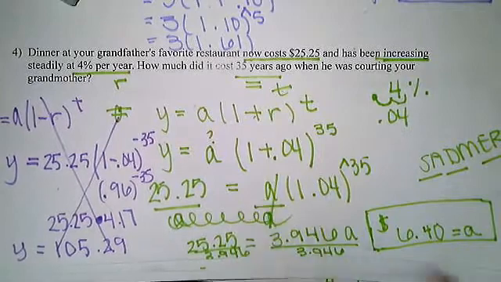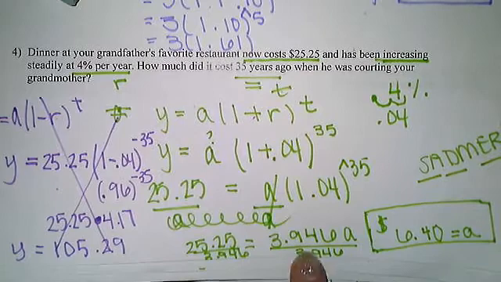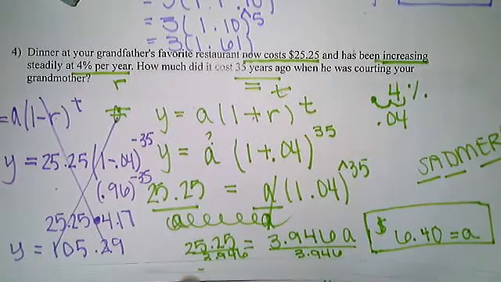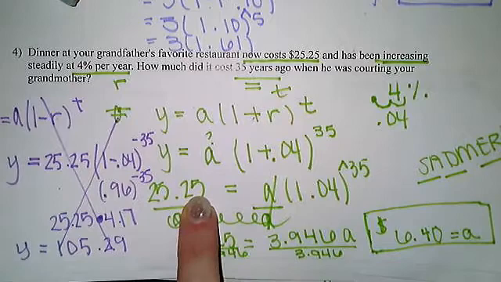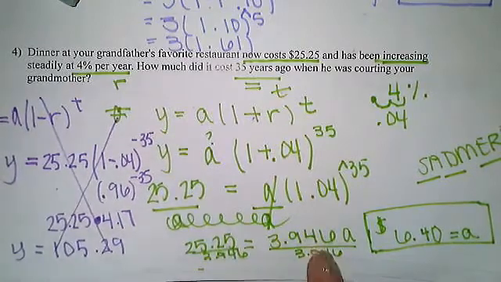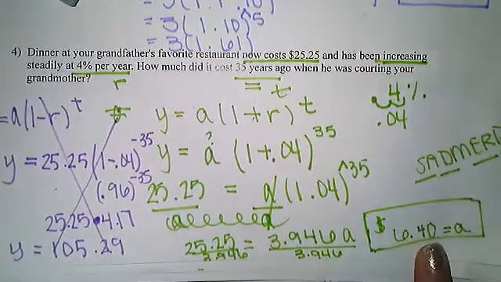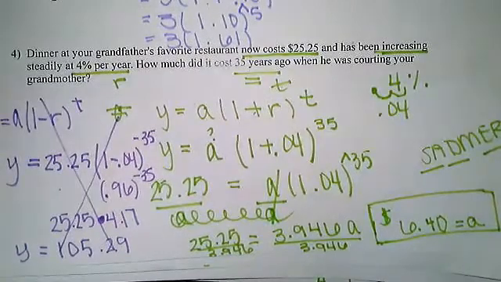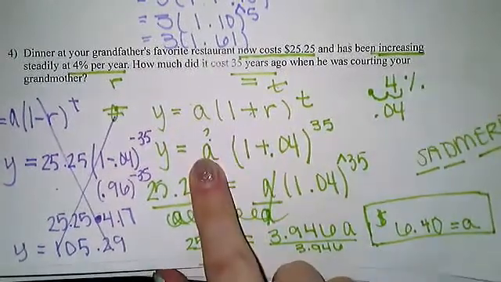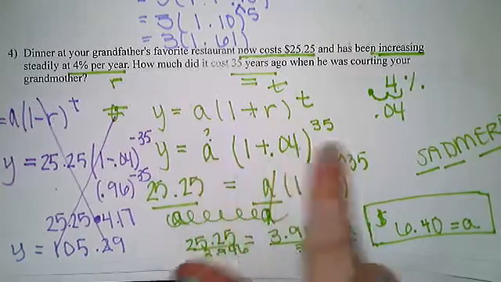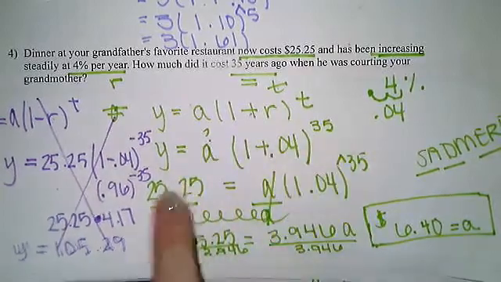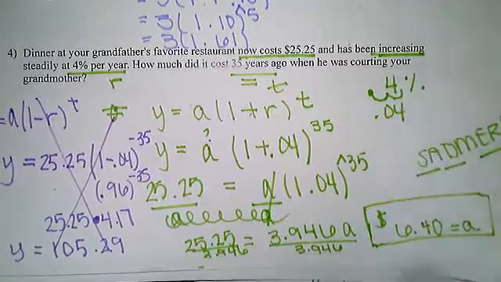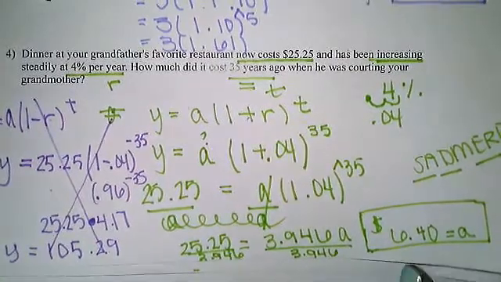So we leave the A. 1.04 to the 35 is 3.946, and the ending amount is 25.25. So we divide both sides by 3.946, and we get that the meal was $6.40. And if you wanted to check it, you could plug in the 6.40 for A and do PEMDAS here, and you would get 25.25. So that's just a little option on how you could check it.